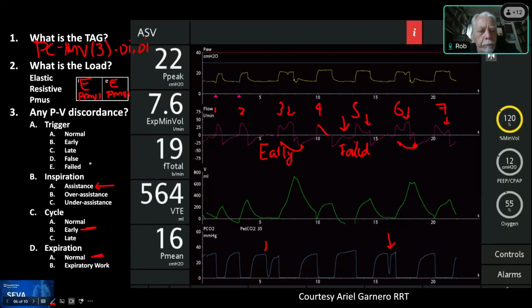Yeah. Any questions here so far about our PV discordances? So we have our 2 spontaneous breaths, and then in almost all of our mandatory breaths, we're seeing early trigger and then 1 failed trigger. Any questions about that? Any part of that that's probably unclear?